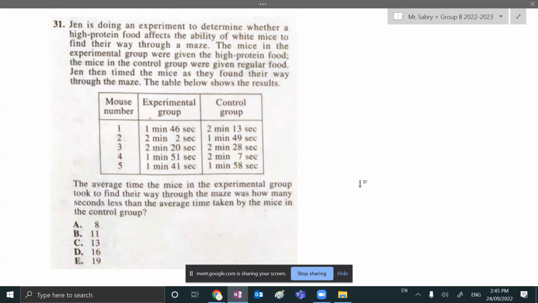So I want to ask you guys, how would you do it first? I calculated all the seconds. Okay. And divided by 5. Okay. So it got you what? That got you the average of what? 11. It got me to B.